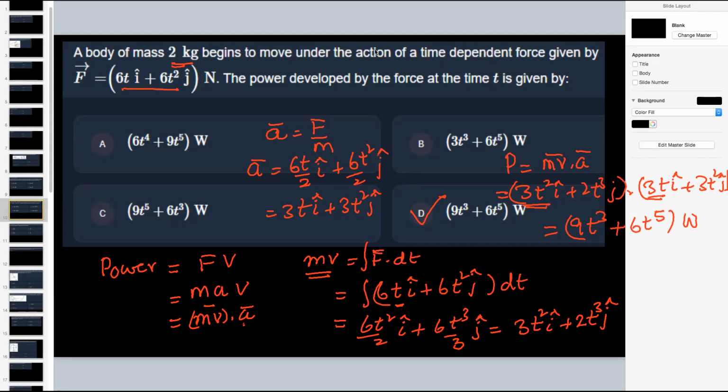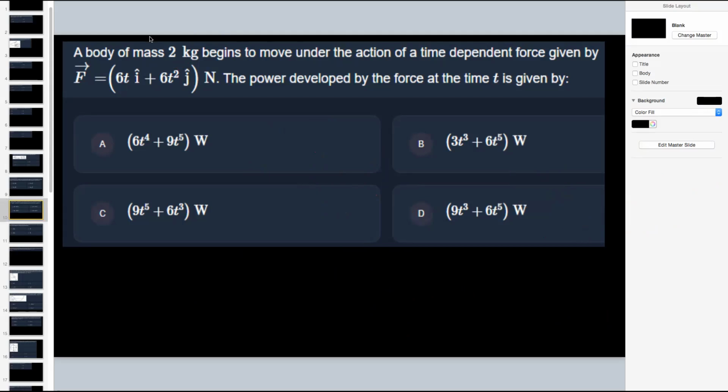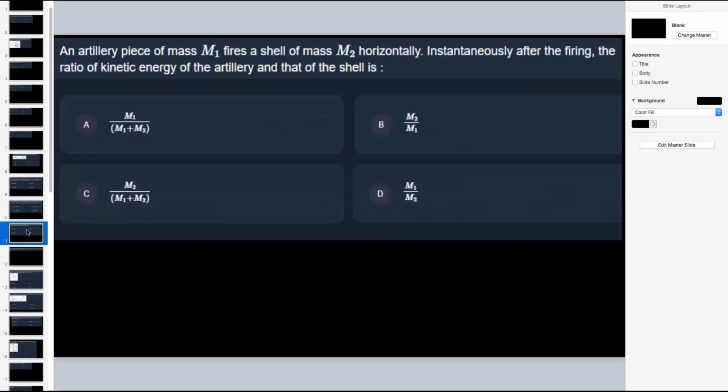Okay, we go for the next one. Yeah, what is this problem? Please look at the problem.